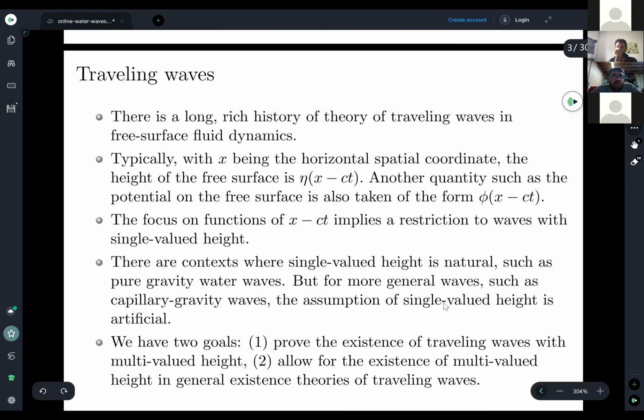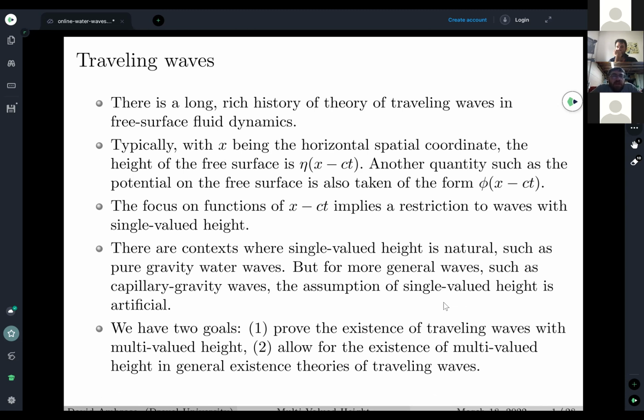So I'll just start talking briefly about traveling waves. Traveling water waves have been studied for hundreds of years now. There's a long, rich history of theory of traveling waves in free surface fluid dynamics. I'm not going to try to describe hundreds of years of theorems on existence of traveling water waves, but there is actually hundreds of years of theory out there. Now, there's very typically a restriction that we want to get around, and that's the subject of this talk. If x is the horizontal spatial coordinate, then the height of the free surface is usually taken to be eta of x minus ct.